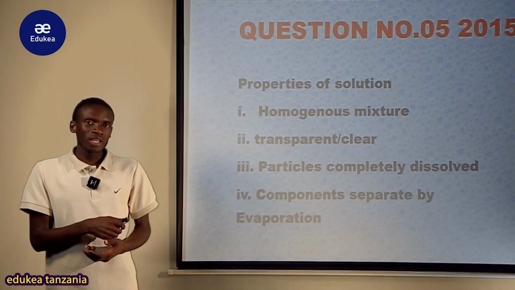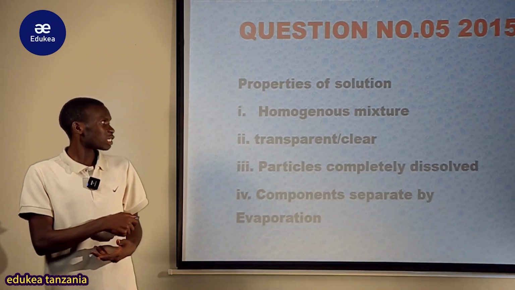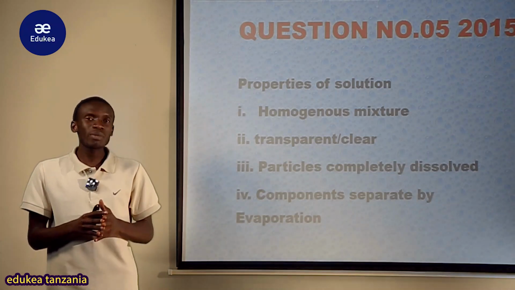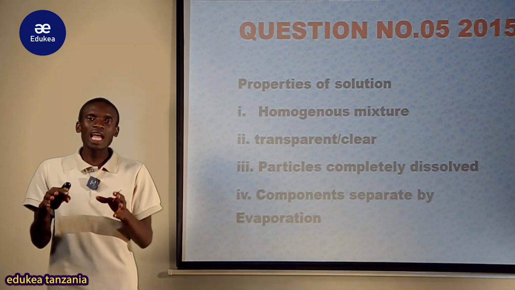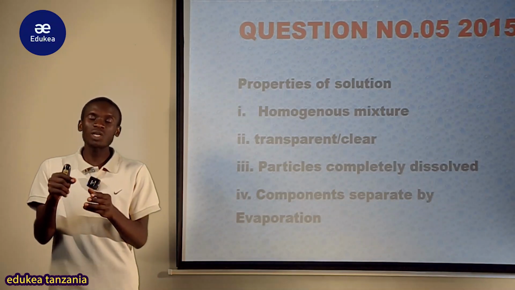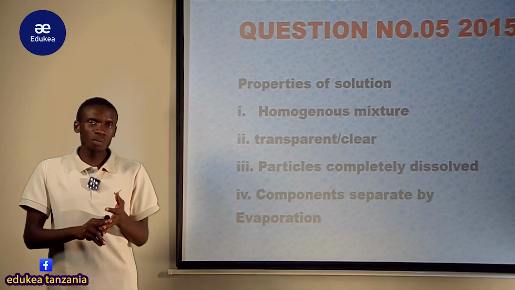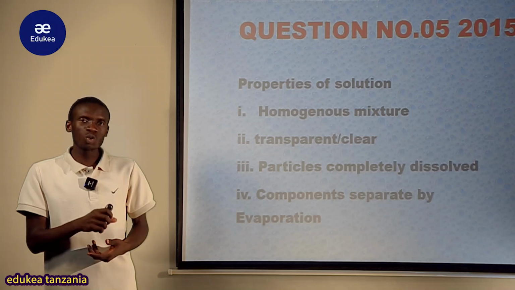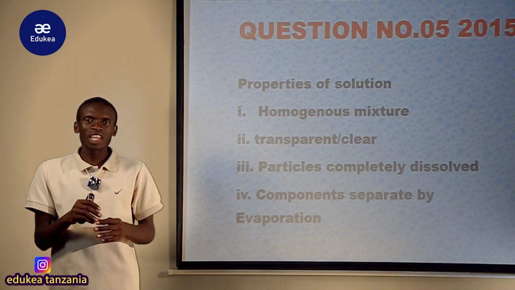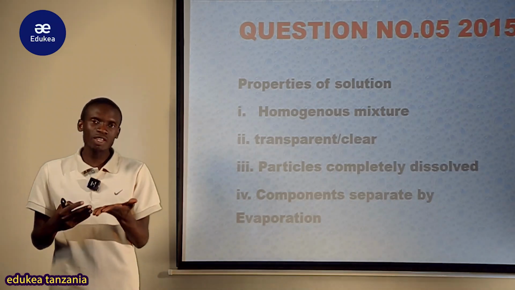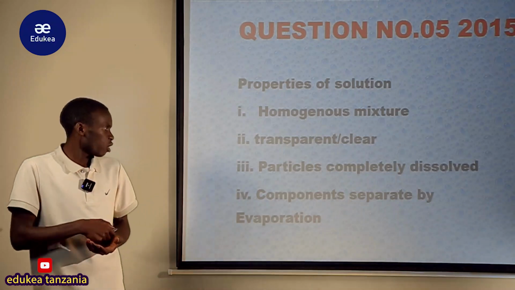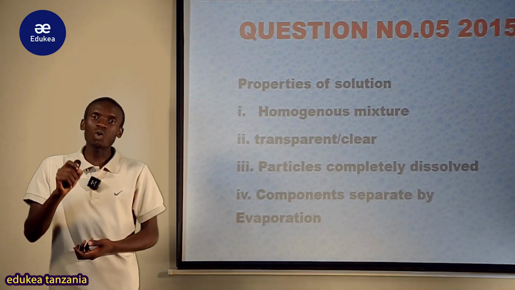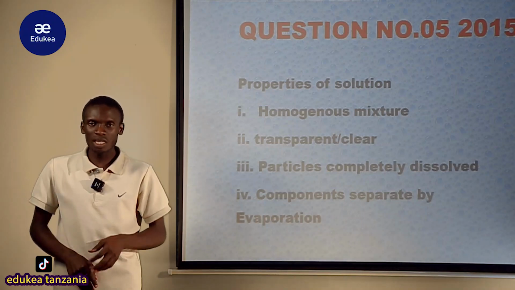Another is the properties of a solution. A solution is a homogeneous mixture. If it is homogeneous, it is transparent and clear. A homogeneous mixture has the same composition and appearance throughout. Particles are completely dissolved. If you dissolve salt in water, it dissolves completely and forms a clear solution. Also, components are separated by evaporation. To separate a solution, you evaporate the liquid, leaving a solid.